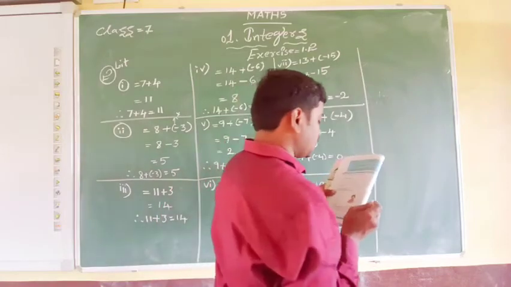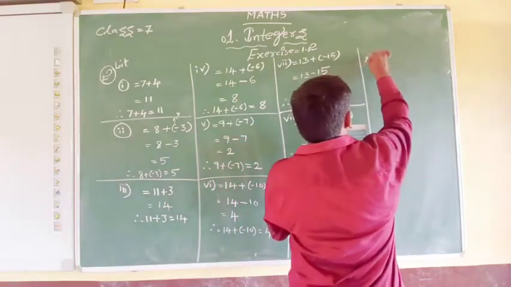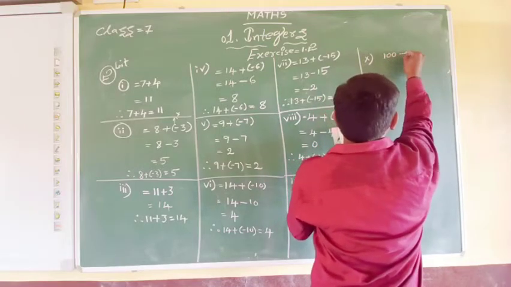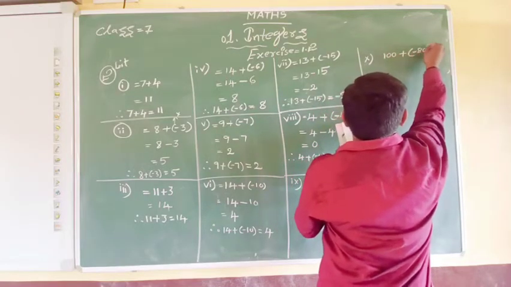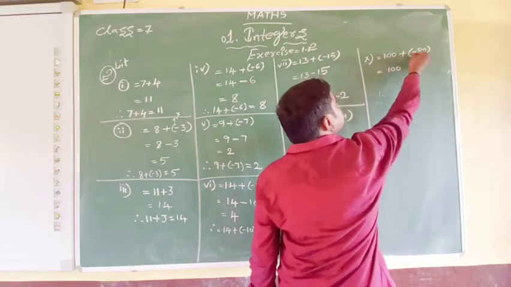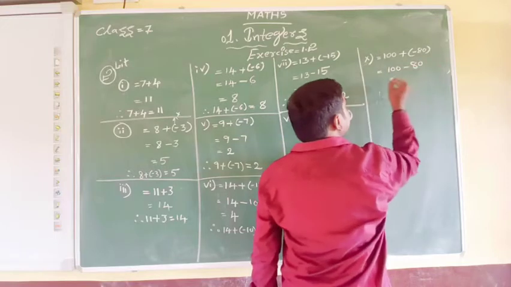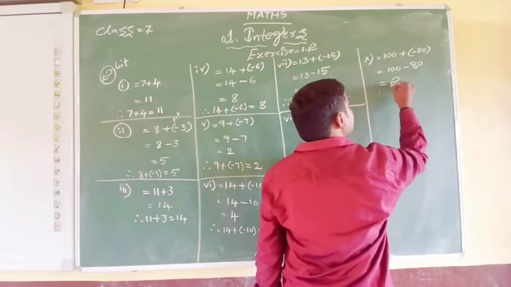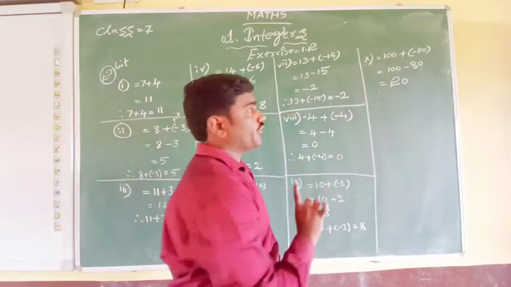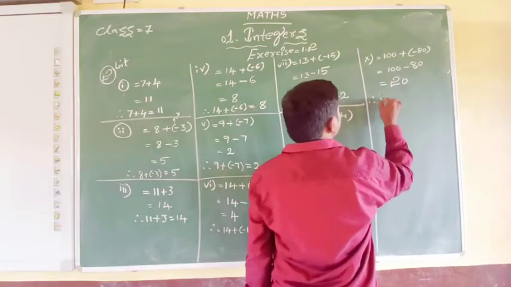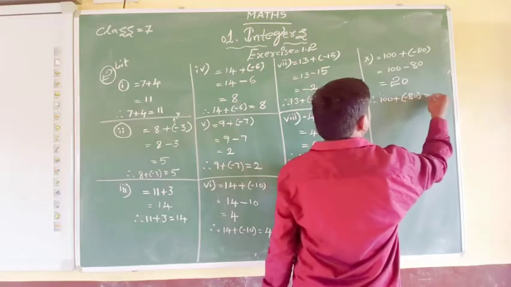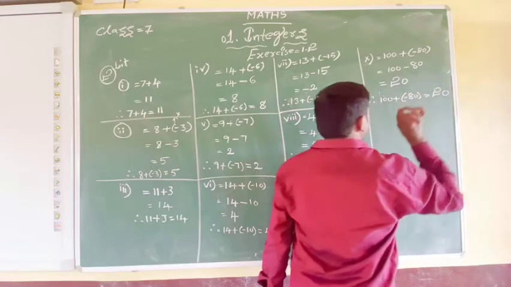Then there are some more questions again. The 10th question here, 100 plus half minus 80. Yes, here 100 plus into minus is minus, that is 80. 100 minus 80 is 20. From 100 we can subtract 80, we get 20 as the answer. Therefore, 100 plus half minus 80 equals 20.